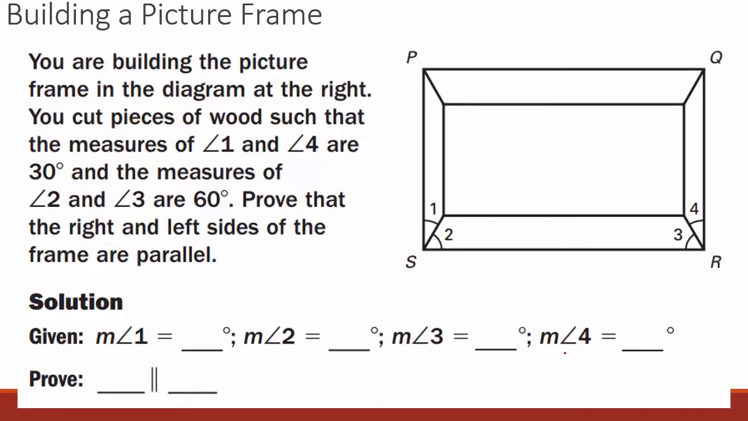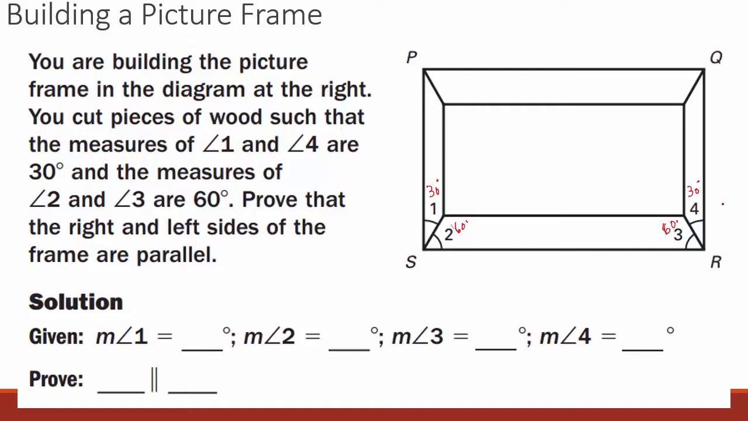Example 2, building a picture frame. You are building the picture frame in the diagram at the right. You cut pieces of wood such that the measure of angle 1 and the measure of angle 4 are 30 degrees. So let's go ahead and write that down. Angle 1 is 30 degrees and the measure of angle 4 is 30 degrees. And the measures of angle 2 and 3 are 60 degrees. So 2 is 60 and so is 3. Prove that the right and left sides of the frame are parallel.